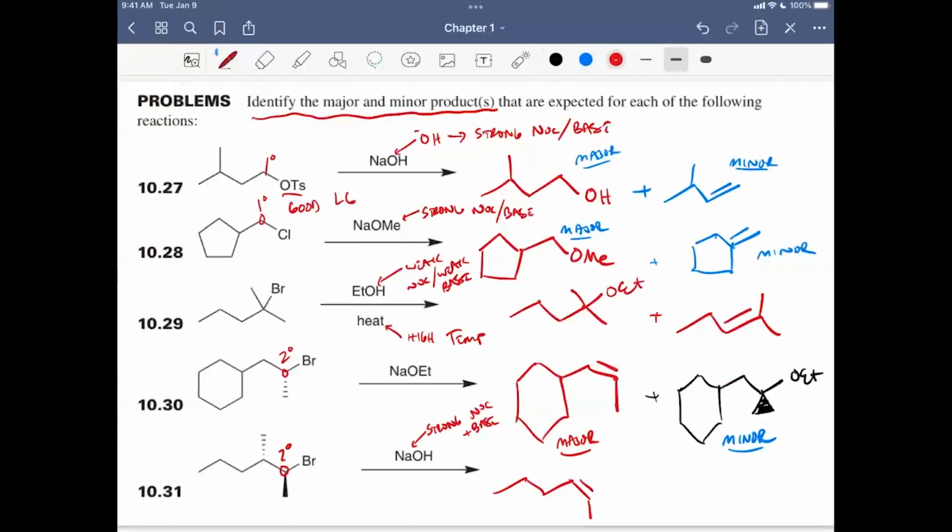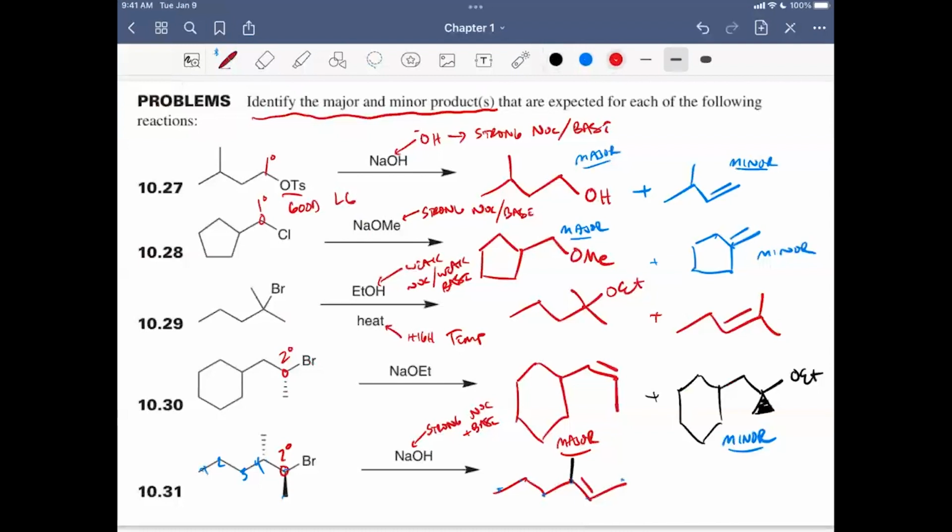It's actually, no, that's a secondary, yeah. And did I add enough carbons here? I believe I did. Let's see, we had 1, 2, 3, 4, 5, 6. 1, 2, 3, 4, 5, 6. And we had one coming out on carbon 4. 1, 2, 3, 4. So something like this.